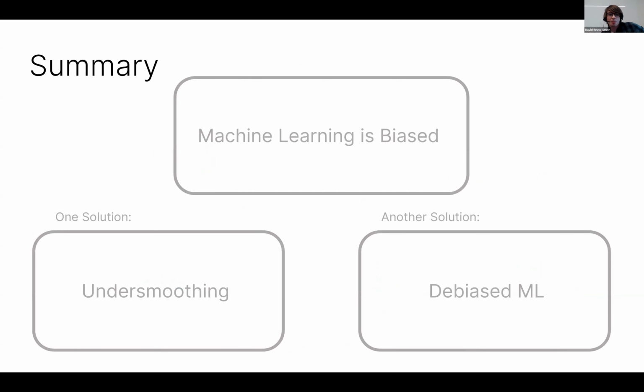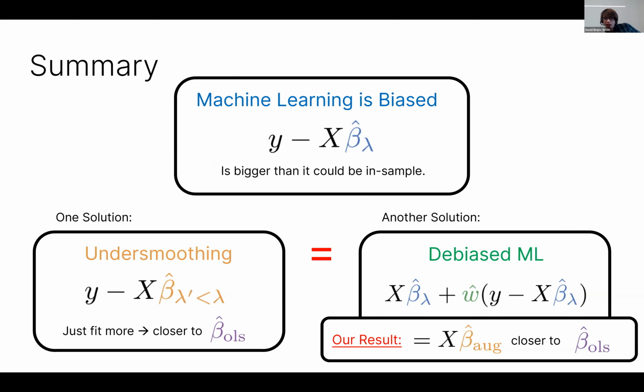So let's do a quick summary. Machine learning is biased. There's two classical solutions. One is to do undersmoothing, where we just use less regularization. One is to do debiased machine learning. And our result is that you can think of these as both shrinking your original outcome model towards OLS, or unshrinking, I guess. And we showed in the special case of ridge plus ridge, these are actually numerically exactly equivalent.